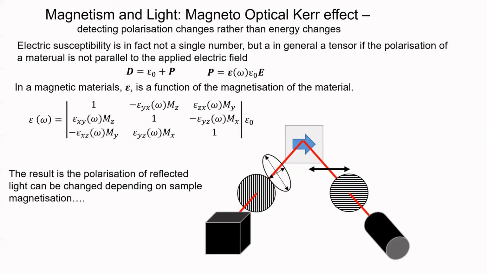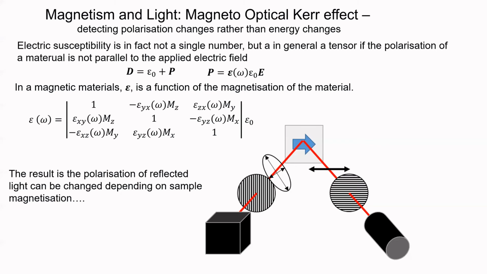And that means that if you then try and pass it through a perpendicularly polarized filter, because it's now elliptically polarized, some of the light will get through. And so what we're able to go and do is measure this change in polarization of the light that's been caused by the effect of the magnetization of the sample. And so that is giving us information about the magnetic state of the sample by measuring the polarization.